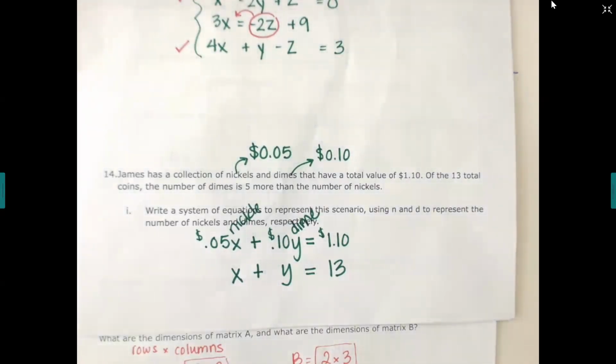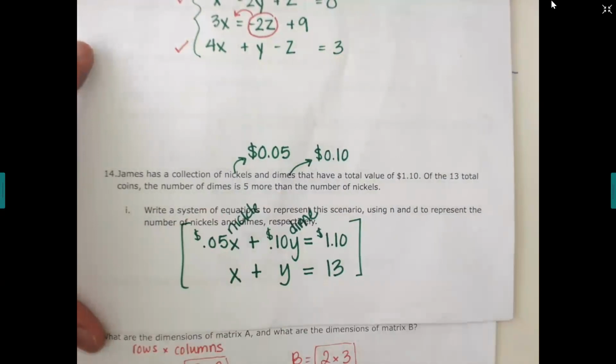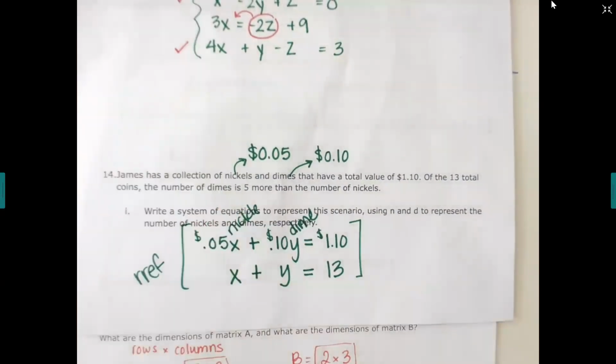Then, is it all lined up for our ref? Okay, then you're going to solve it. So then you'll ref it, and that'll be your answer for part 2. And then when you solve, X is going to be how many nickels James had, and Y will be how many dimes they had. So you should get whole numbers for that.